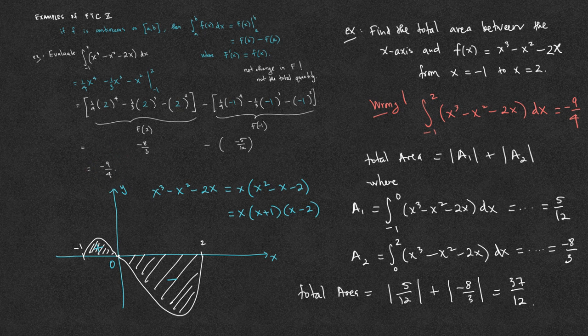What this example shows is that to find the area between the x-axis and the curve, we first need to find where the curve changes sign from above the x-axis to below the x-axis. And we would have to subdivide the integral into as many integrals as needed. Each integral will represent a region either entirely above the x-axis or entirely below the x-axis. The total area will be the sum of the absolute values of these integrals.